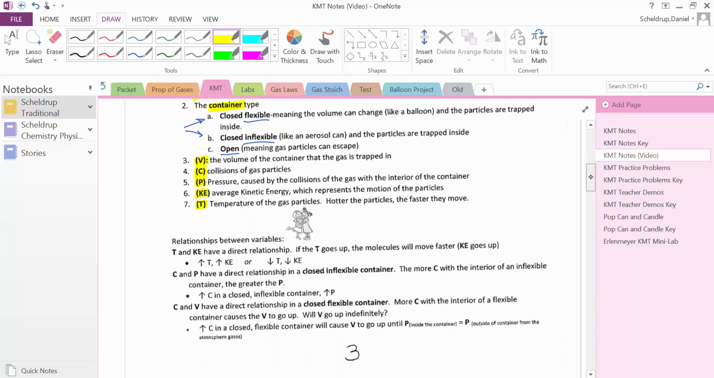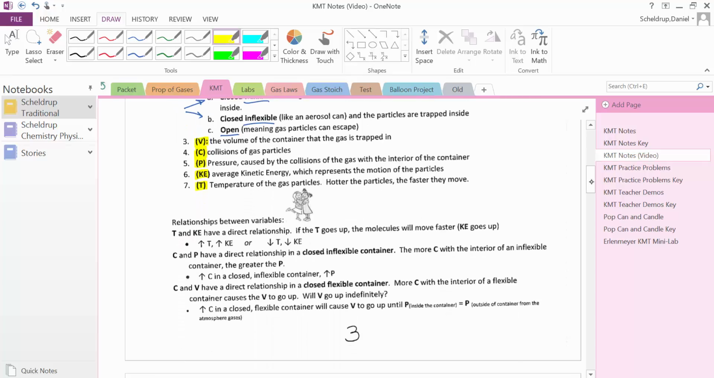Some of the variables have predictable relationships, which are listed at the bottom. So the first one is temperature and kinetic energy have a direct relationship. So if we think about increasing the temperature of a sample, that means that the kinetic energy will also increase. If you decrease one of them, then the other one will also decrease. They're always going to be going in the same direction.